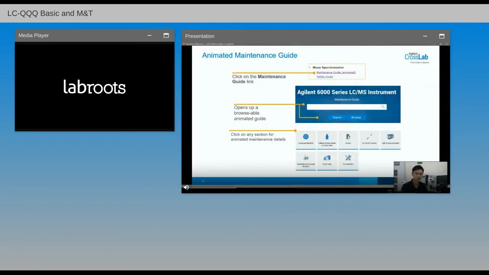So I hope you have a good look at the animated maintenance guide. Yeah, it's a good resource to have.